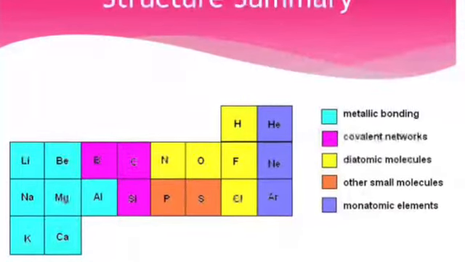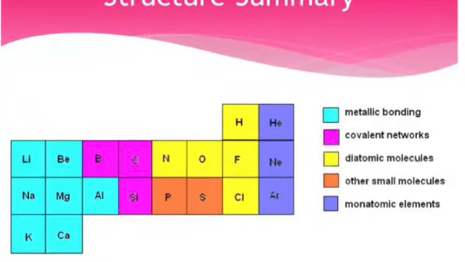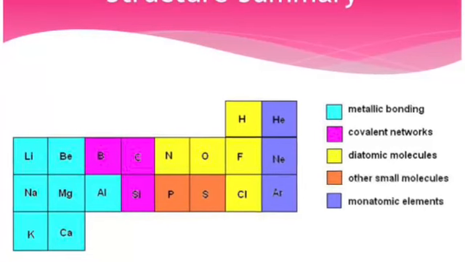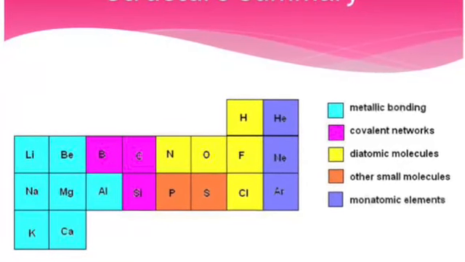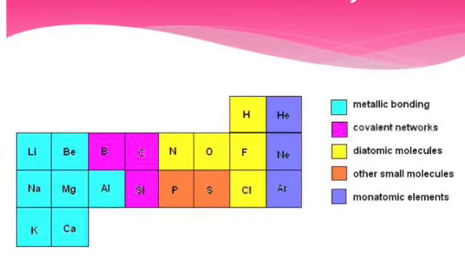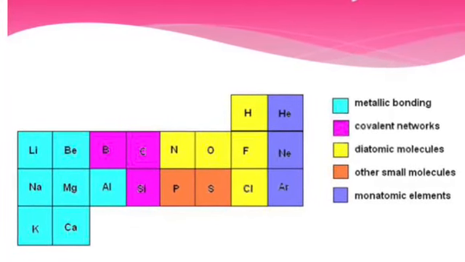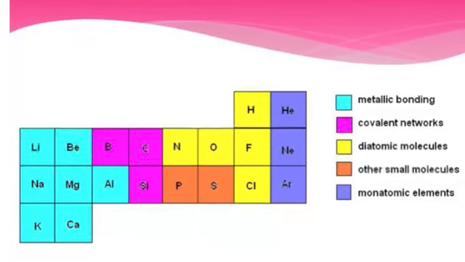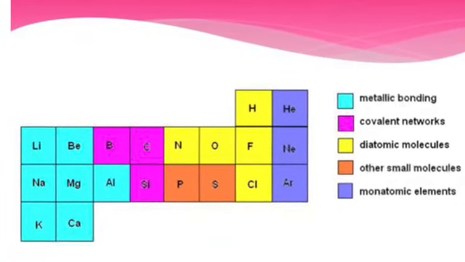The bonding structures of the first 20 elements are given in the table here. Metals to the left, boron, carbon, silicon, which are covalent networks, in the centre. Nitrogen, oxygen, hydrogen, fluorine and chlorine are all gases and covalent molecular. Phosphorus and sulfur are solids, covalent molecular, and the noble gases are all monatomic.